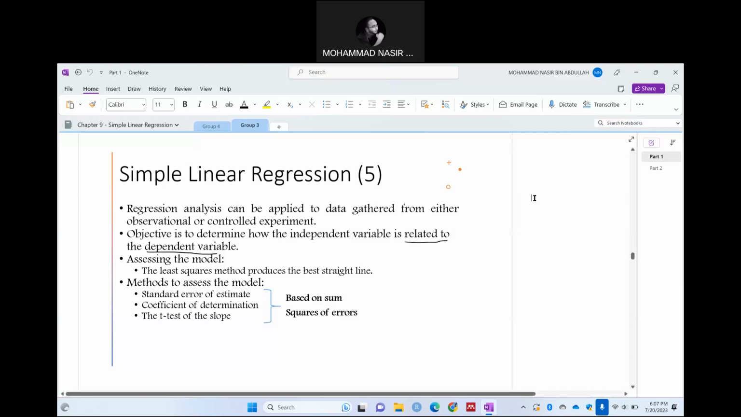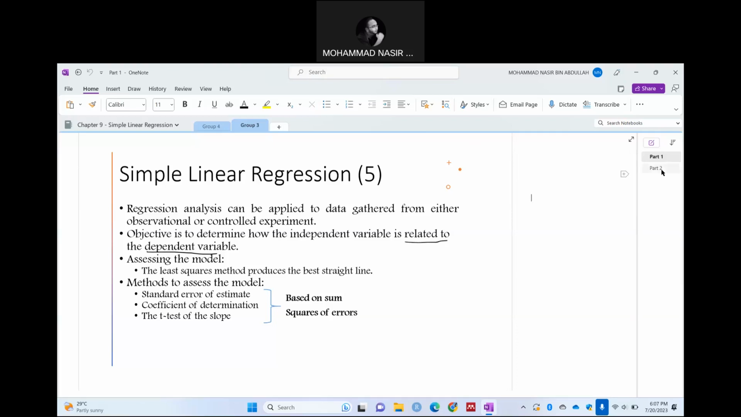By using the standard error of estimate, we can calculate the standard error of the slope to test whether x and y have a linear relationship or not. And then we looked into the coefficient of determination. Remember R square. R square explains how many percent of the total variation in y can be explained by x. And we looked into the t-test of the slope.